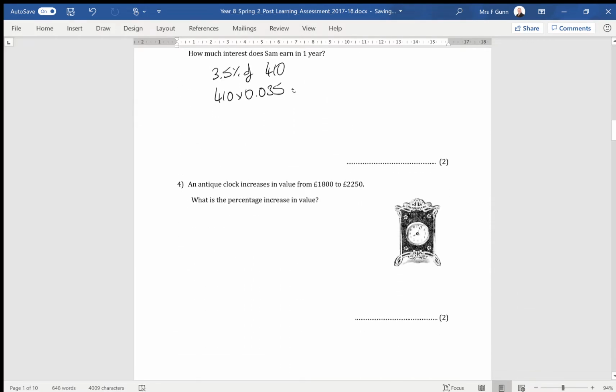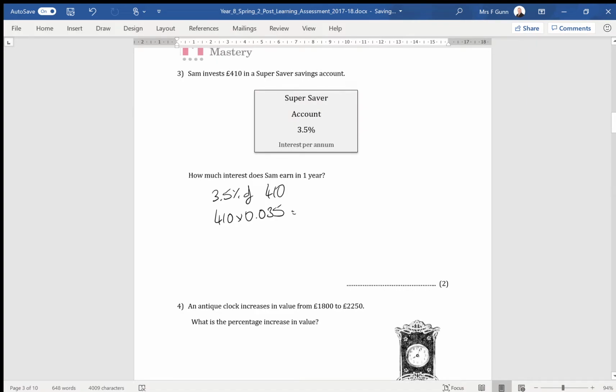Sorry, it does this sometimes, it jumps, and I'm not quite sure why. I think it's where I put my hand on the screen. Excuse me, there we go.